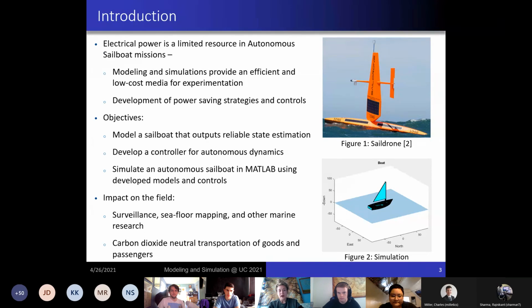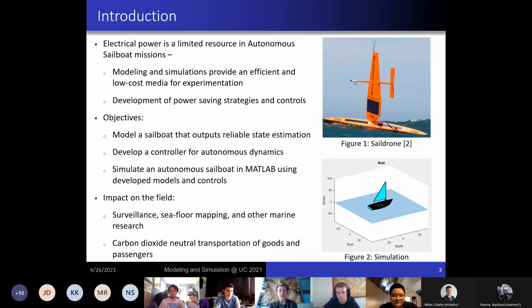Electrical power is a limited resource for autonomous sailboat missions because there are no necessary passengers, so electrical power is that limiting factor. So modeling and simulations of sailboats can provide an efficient and low-cost medium for experimentation, especially when it comes to developing power-saving strategies and developing controls. And the point of developing controls would be to decrease the power necessary for those controls to hopefully extend the duration of missions.